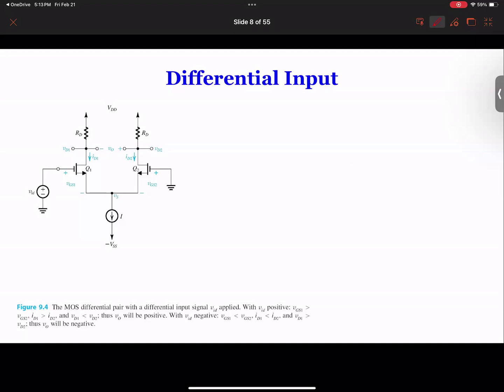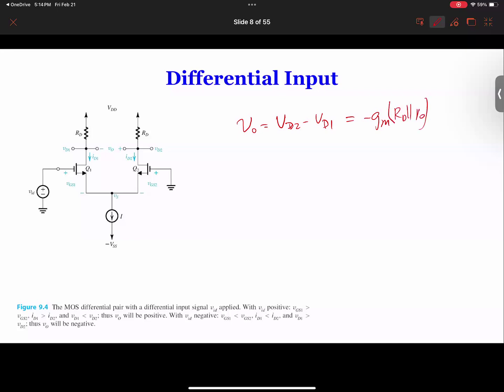Okay, so for common mode, we already saw that, and for differential input, which means we're going to have a different input. So instead of common mode, we have a different input. But in this case, we ground gate 2, and we have all the input at gate 1. So in this case, if you remember the equation that we had, the output is going to be VD2 minus VD1 equal to minus GM times RD in parallel with RO. That's what we got from last time.